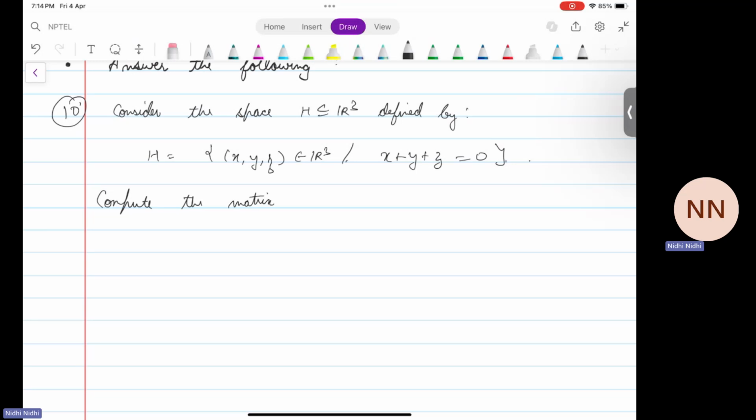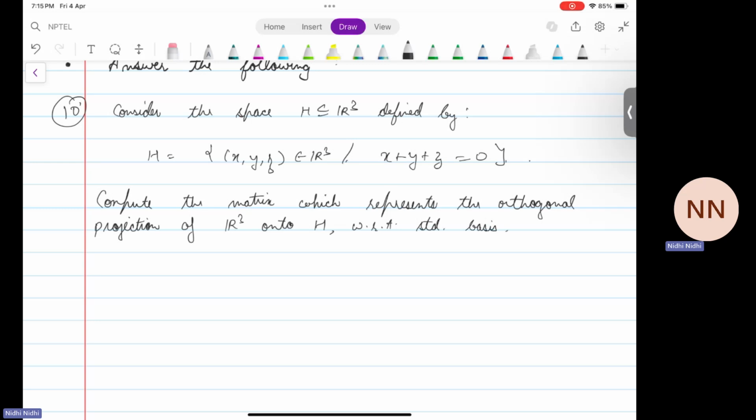Matrix which represents the orthogonal projection of R3 onto H with respect to the standard basis. So for that, we know in order to find the matrix representation of a linear transformation, we need to find the image of the basis elements.